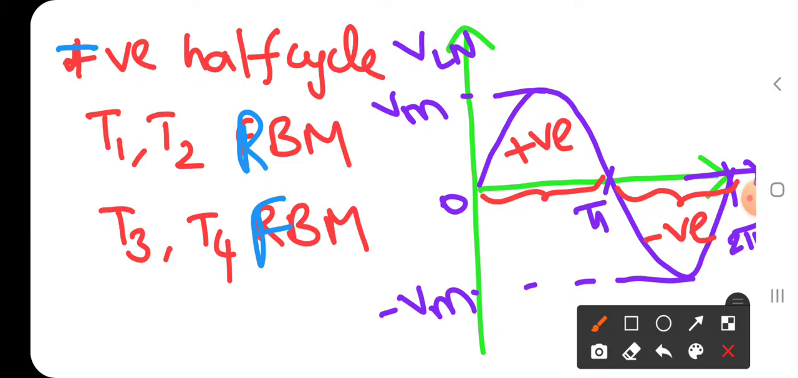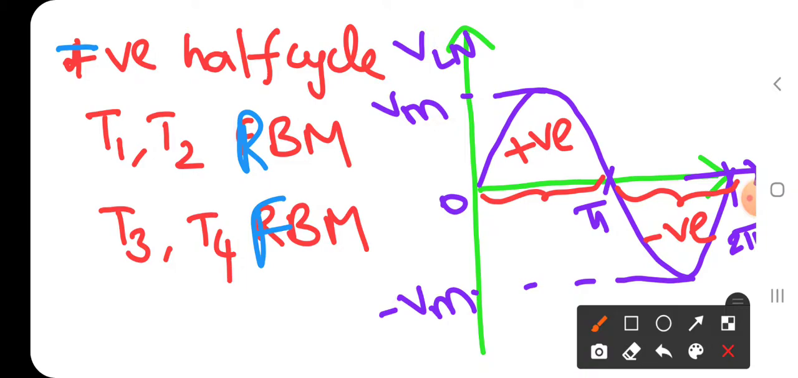But at some angle, whatever it may be, we can turn on the two SCRs T3 and T4. Therefore, we connect the motor to the source like that. Okay, now let us see the operation.